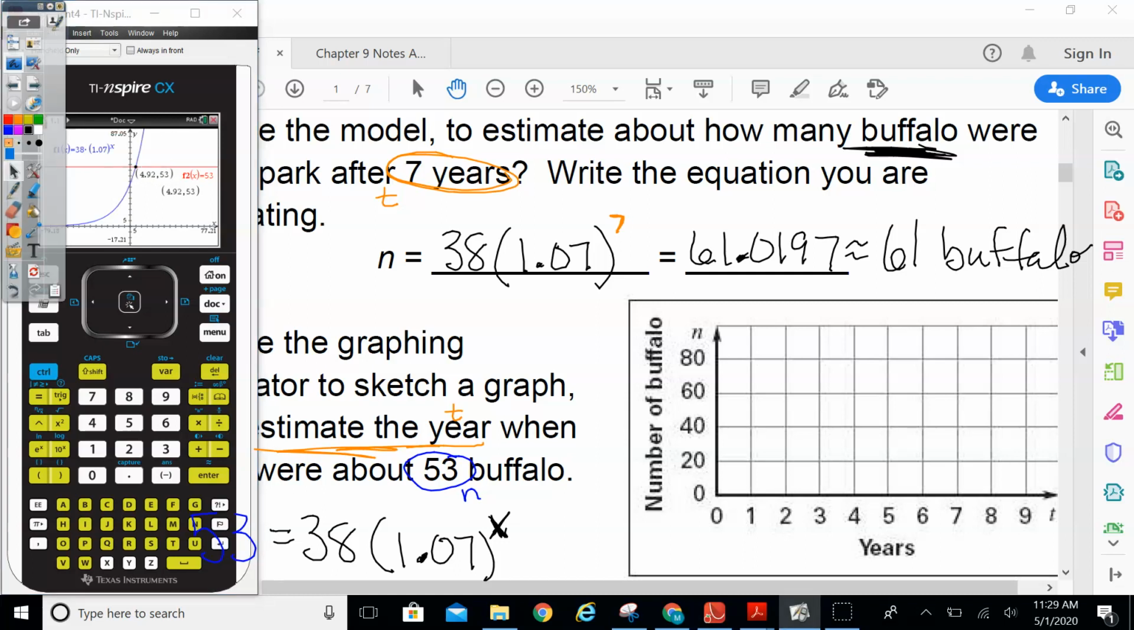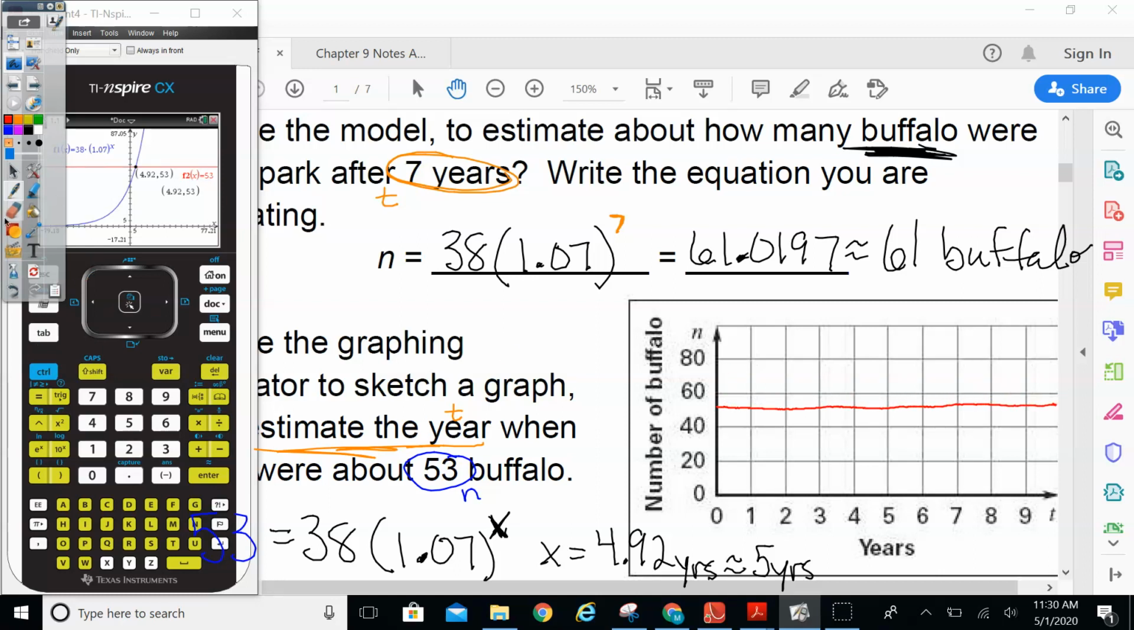Okay, so I really only need the x value. So the x value is 4.92, which is in years. And for our purposes, we can just say it's about 5 years. But this one would give you the exact one. Okay, so I'm just going to sketch the graph here. So this horizontal line is at the 53. So at 53-ish, draw like a horizontal line.